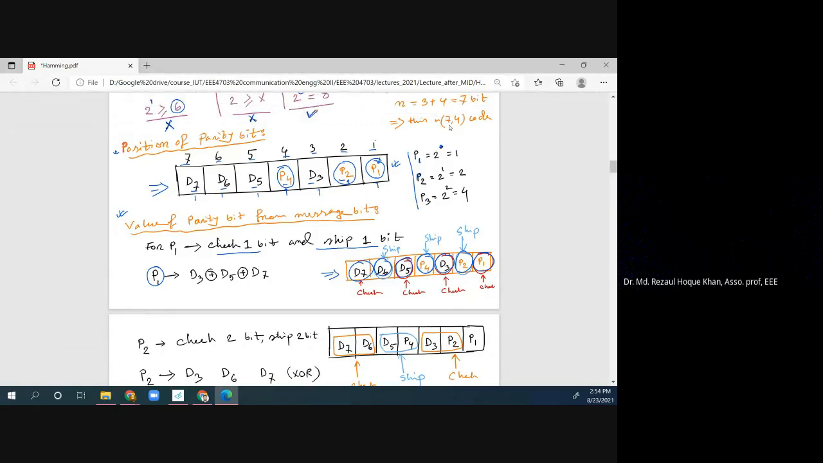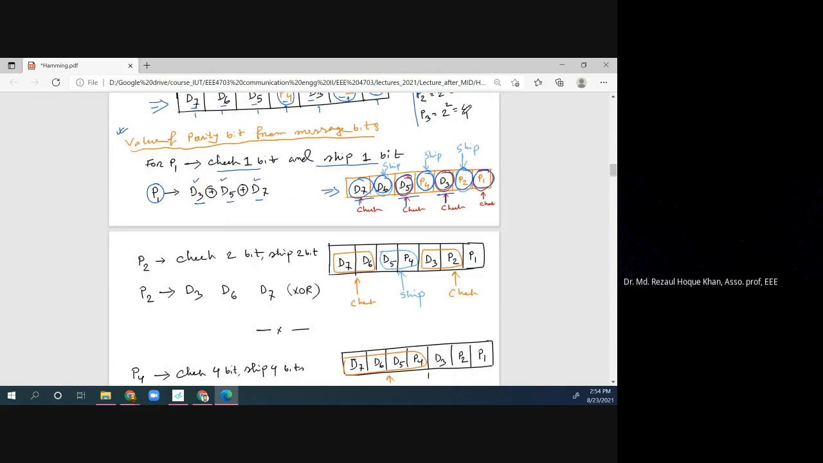So P1: check this, skip this part, then check this. So check, check, check. Who are the checks? D3, D5, and D7. So D3, D5, and D7 will be XORed. If I do the XOR, then I will get the value of P1. These are data bits, or message bits. If I know the message bits, I can easily generate P1.